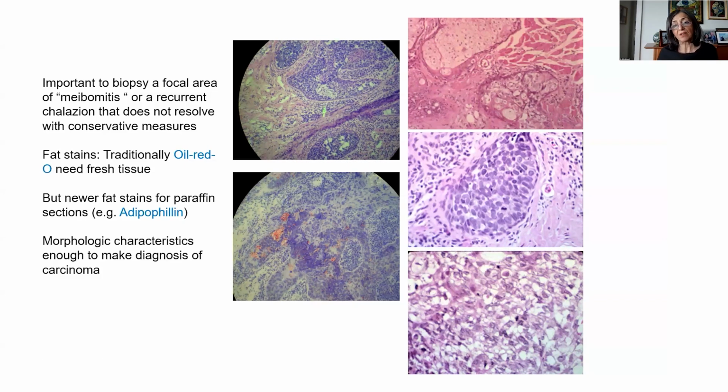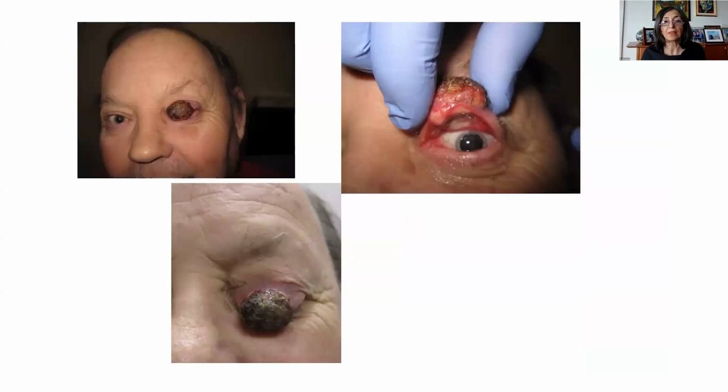And for pathologists that are familiar with this cancer, just the morphology, the shape of the cells, the foamy cells, can be diagnostic. And so as long as they have a high index of suspicion, they would make the correct diagnosis with a biopsy. So a biopsy is necessary to make the diagnosis.